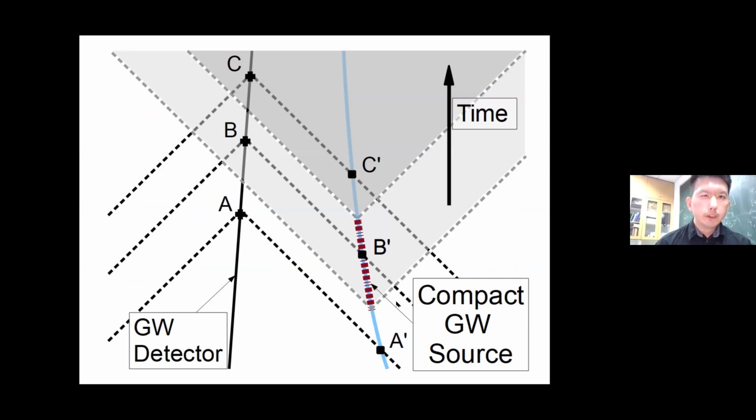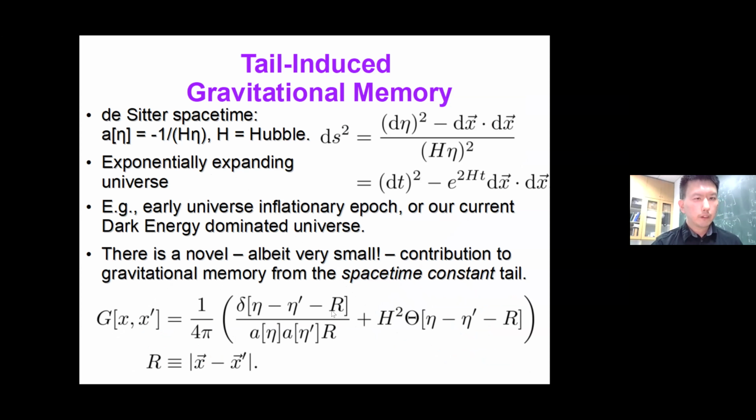So let's think about what that means in a hypothetical situation where you place a compact gravitational wave source in de Sitter, and suppose it turns on for a finite duration. This dashed line over here produces gravitational waves, and you put a detector someplace in the distance, and what you will see is that on the null cone, you would receive a signal that falls off with 1 over distance.